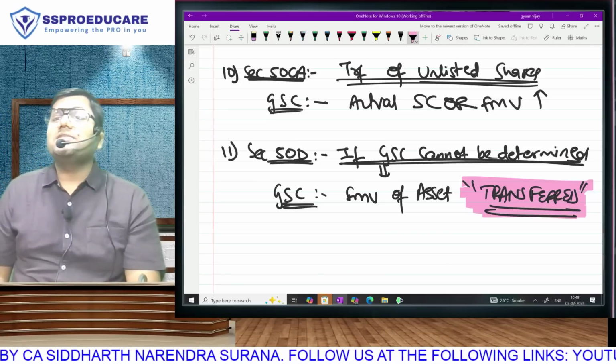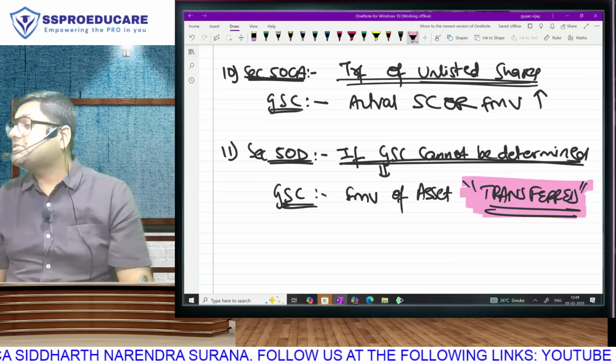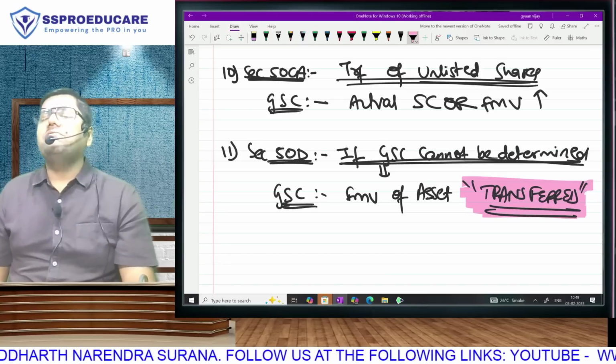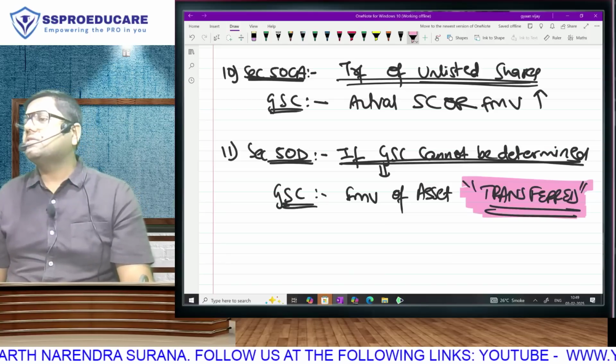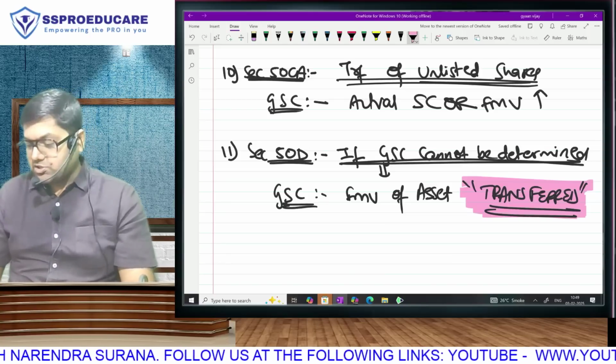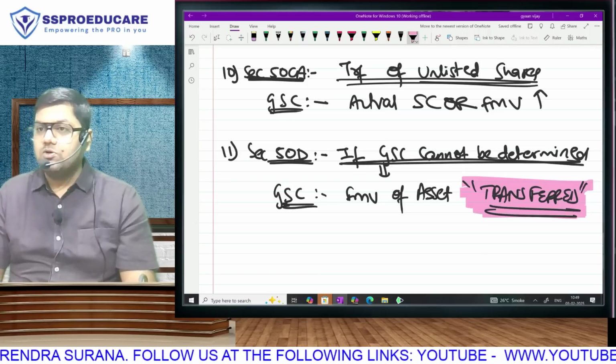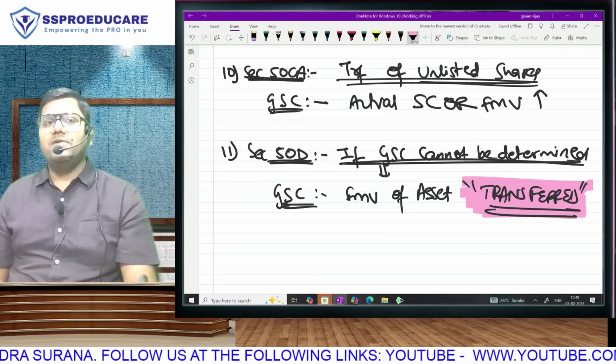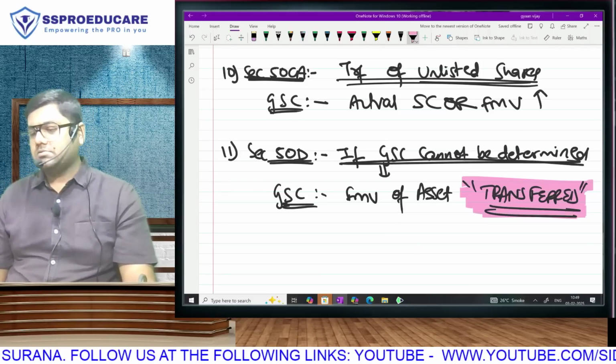If by chance there is any other way possible to determine GSC, I will do that. I never take the value of what I give. I will always take the value of what I get. But if it is not possible, then I will take the value of what I have given. Understood?